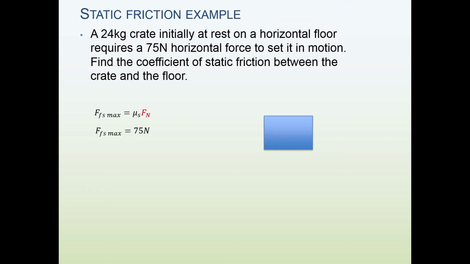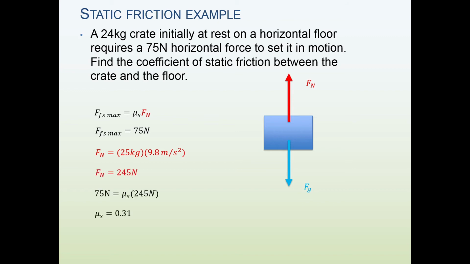The normal force can be calculated by multiplying the mass by force of gravity. We can do this because force of gravity and normal force are equal and opposite in this problem. Since the normal force and maximum static friction force is known, the coefficient of static friction can be calculated, giving us 0.31. It should also be noted here that the coefficient of friction is a ratio and does not involve any units.